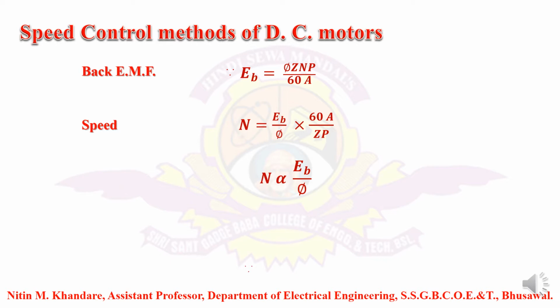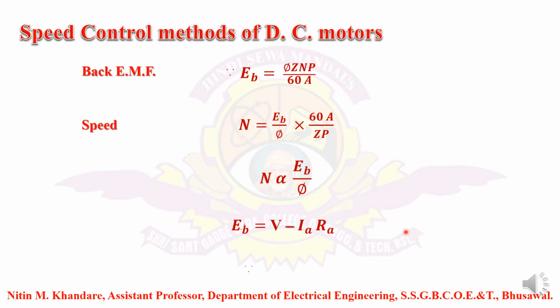That means the two parameters on which the speed of the DC motor depends are first the back EMF and second the flux. So if we see the equation of back EMF in terms of the applied voltage, then we get EB equals V minus IA into RA, where V is the applied voltage, IA is the current carried by the armature circuit, and RA is the resistance offered by the armature circuit.